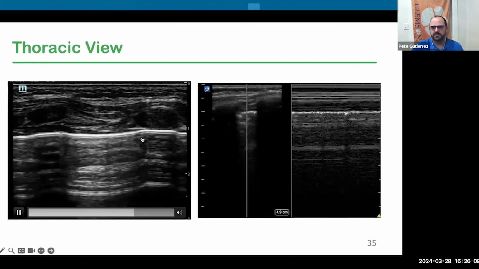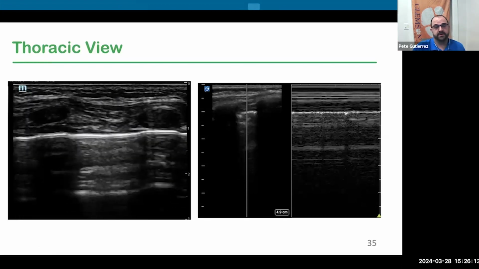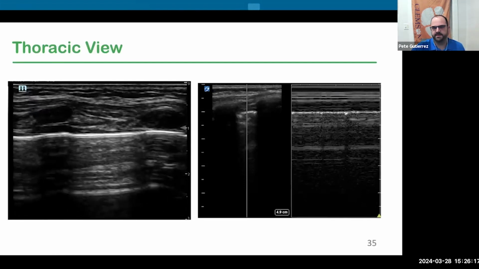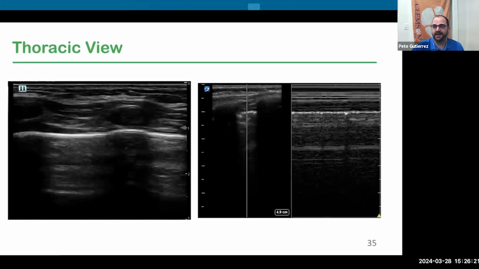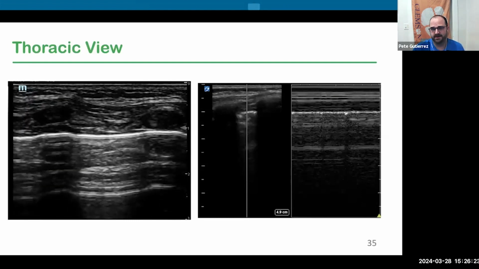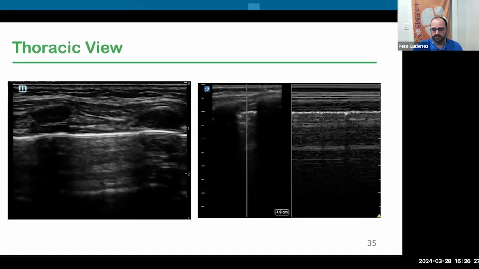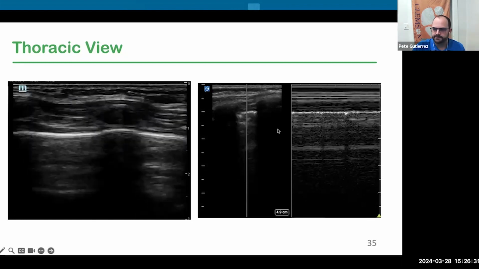If you're ever looking at it and you're not sure, one thing you could do is to turn down your gain, make everything a little bit darker. It tends to make the pleural line stand out a little bit more. But if you do that and you still can't tell, maybe there's sliding, maybe there's not, then we can use what's called M mode or motion mode.